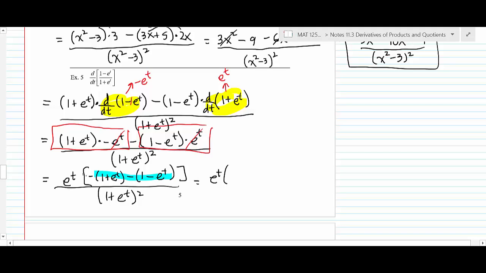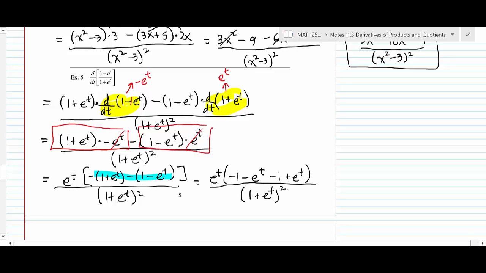Now, let's distribute the negatives through. So you're going to have minus 1 minus e to the t. And then this second one, you're going to have minus 1 plus e to the t like that. Again, all I'm doing is just distributing. Minus 1 minus e to the t. Minus 1 plus e to the t. These are the kind of things that students slip up on in calculus more than the calculus is the algebra.